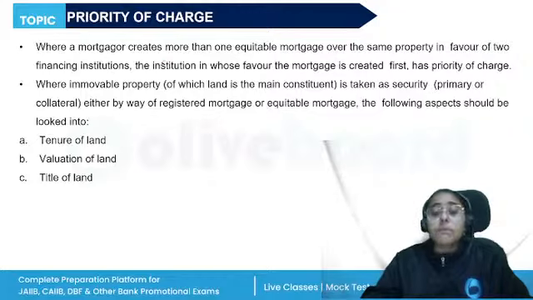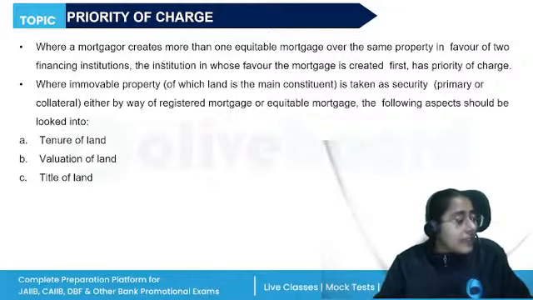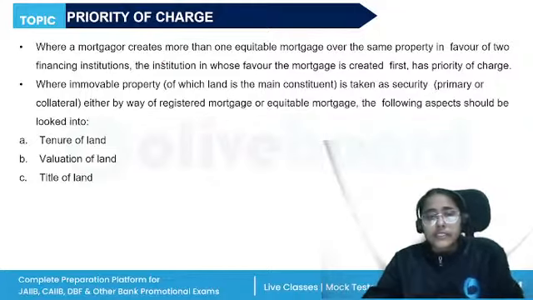So the market price should be ascertained, and the title of the property, that the borrower actually holds the land in lawful terms. Copies of the title deeds are not documents of the title. All right. So this is there.